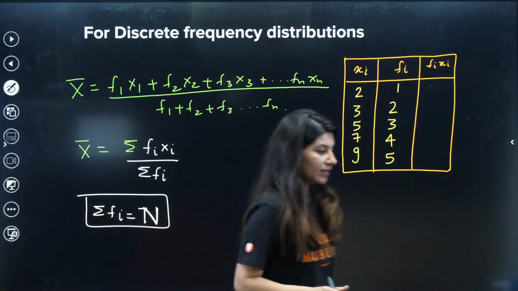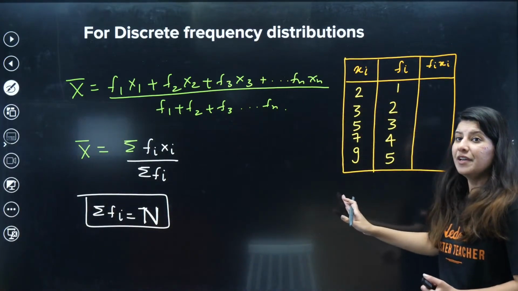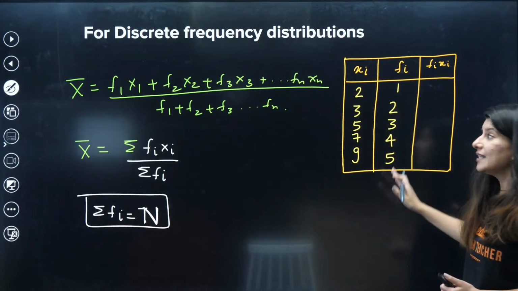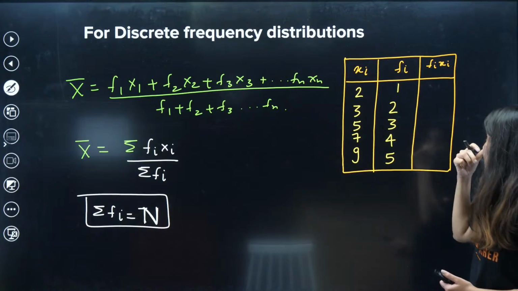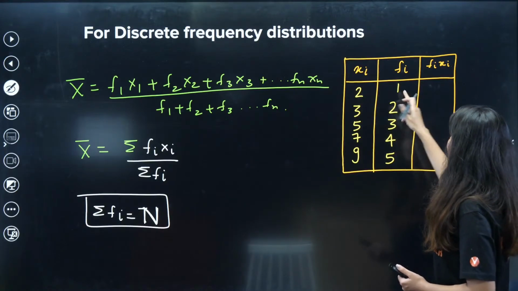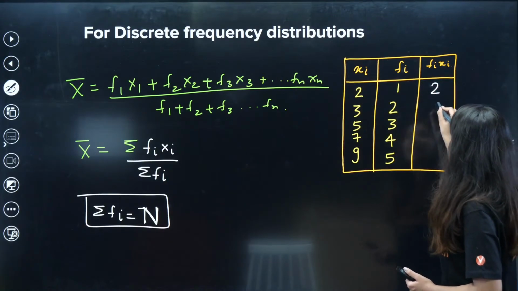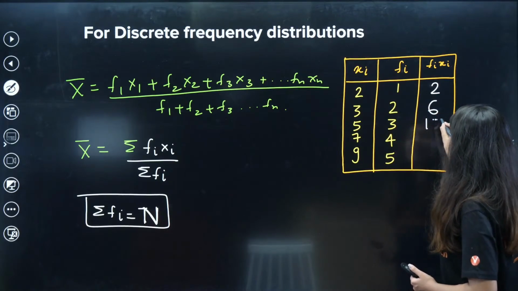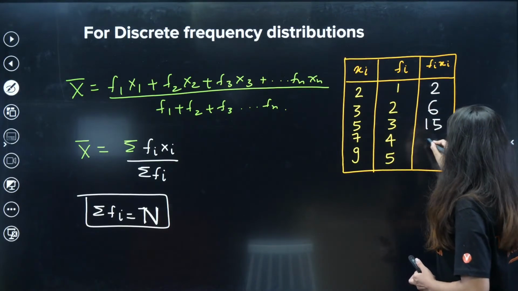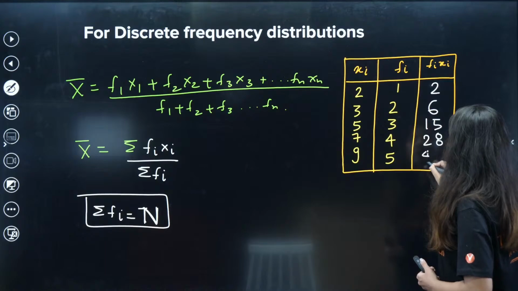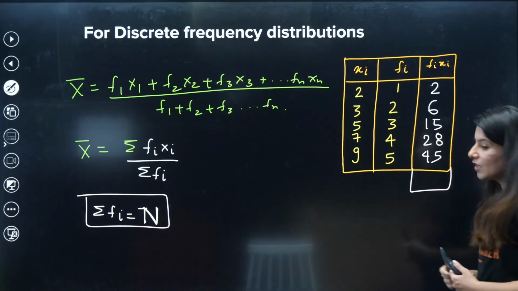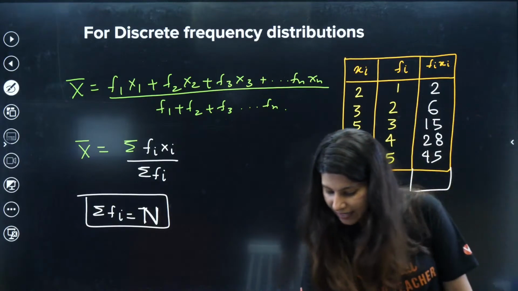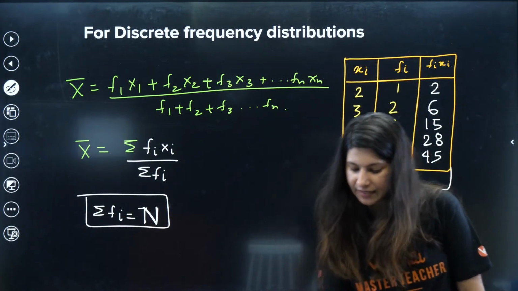Right? So for that, if you have class marks and frequency, add one more column for fi xi. So it would be 2 into 1, 2, 3 2s are 6, 5 3s are 15, 7 4s are 28, 9 5s are 45. Now what you need to do is add all of them. Can you please add it and let me know?